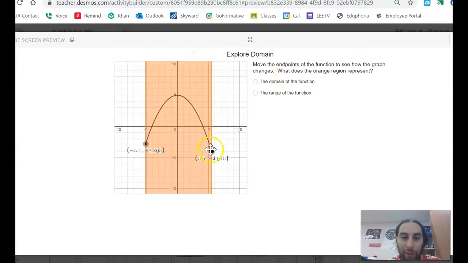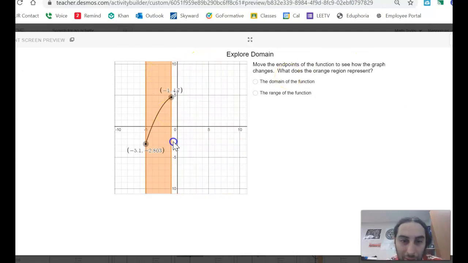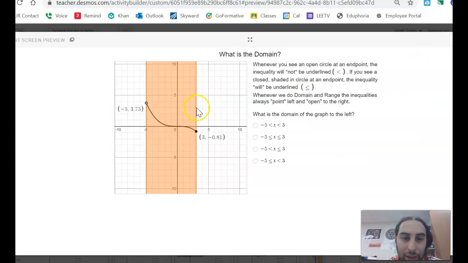Now, it says explore domain and range. When you're doing this, you want to move this around. Okay. What does the orange region represent from left to right? That's the domain, right? On this next one, okay? It says whenever you read these, these are your notes. What is the domain of the graph to the left?